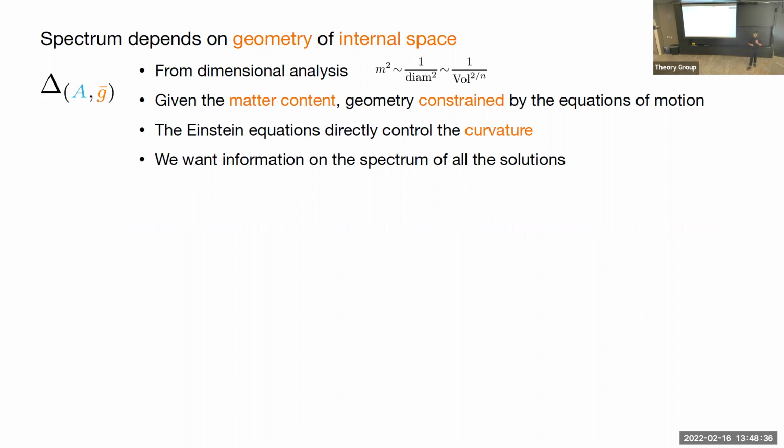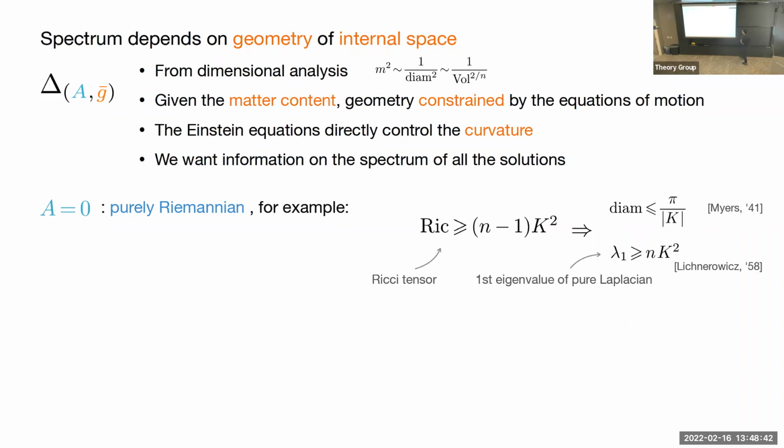To give you an idea of how one can try to do something like that, we can look at some classical theorems in Riemannian geometry. For example, now let's forget about the warping, suppose you are just in Riemannian geometry, and suppose you are able to show in some way that the Ricci tensor is bounded from below by a positive constant. This will not be true in general, but let's assume it's the case. Then there are standard theorems in Riemannian geometry that tell you, for example, that the diameter is bounded from above by the same constant, or that the first non-trivial eigenvalue of the standard Laplacian is bounded from below.